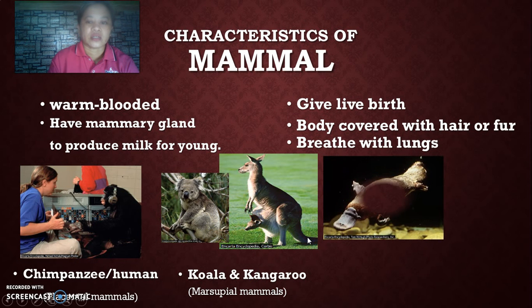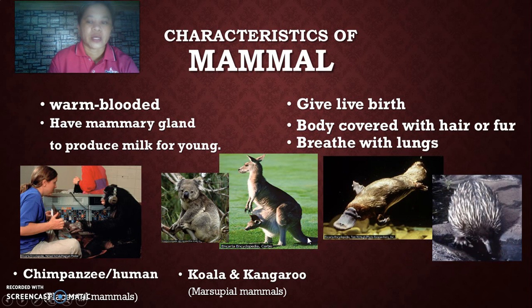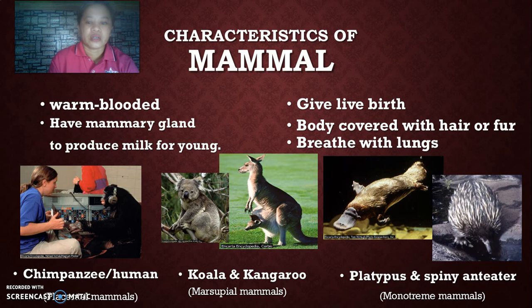Then last are the platypus and the spiny anteater. Those are the monotreme mammals, the only mammals that lay eggs. Why are they mammals? Because most of their characteristics are like those of reptiles, but they have mammary glands, not so developed, but still they provide milk to their babies.